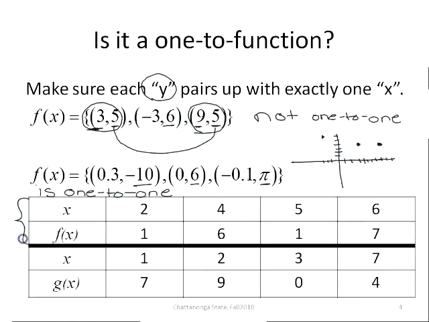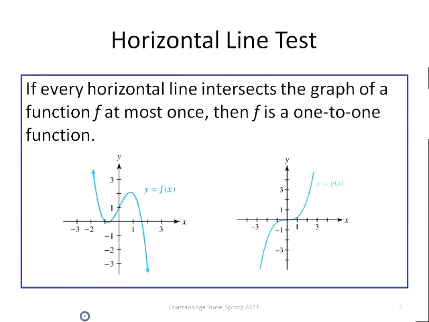Let's look at this function f right here. I have the points (2, 1), (4, 6), (5, 1), and (6, 7). So here I see 2 points that have a y value of 1. When I look at my x's here, they are different x's. So we would say this function is not one-to-one. However, if we look at this function, g of x, each of my y values is different. So that means this function is one-to-one.